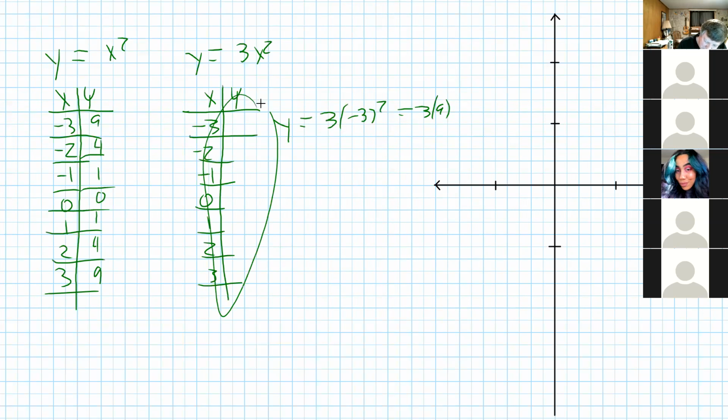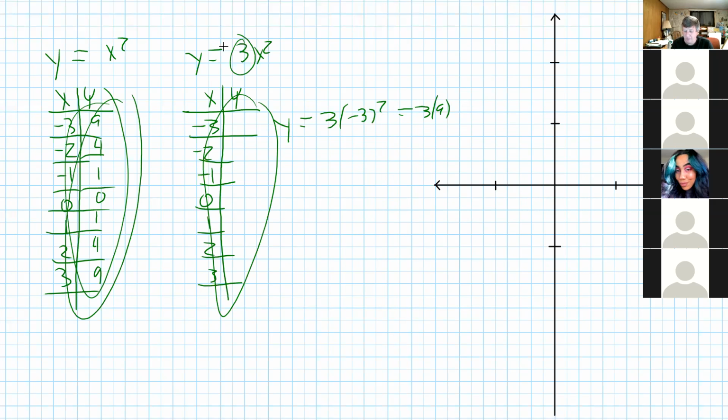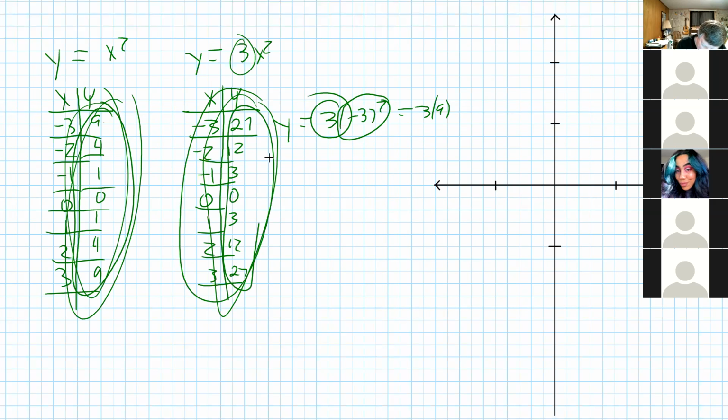So what are these going to look like compared to those? You're going to square it and get this, and then what's the 3 going to do? Wouldn't it be 9 times 3 is 27, 4 times 3 is 12, 1 times 3 is 3? Because you'd square it, get the results, which look just like those, and then you'd multiply times 3. So these y values are 3 times those y values. Are you seeing that?